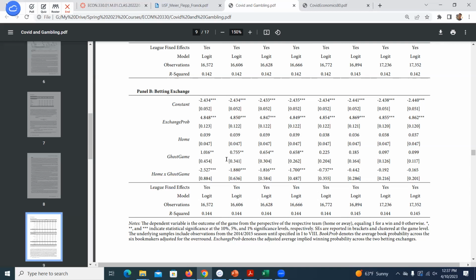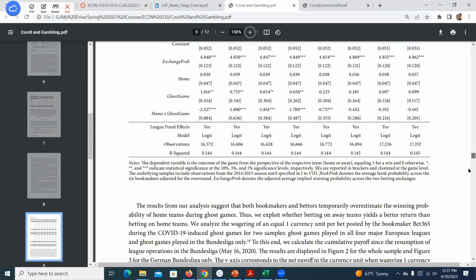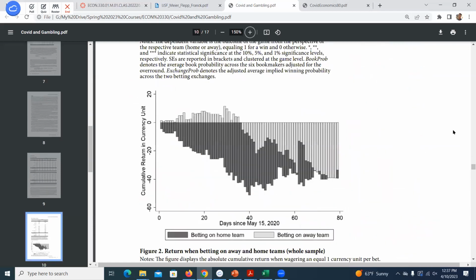Any questions on this idea? It's kind of an interesting result. And I think they find similar things if they use bookmakers. Yeah, so they still found a positive, negative effect. The magnitudes vary a little bit. I also thought they had some interesting graphs.